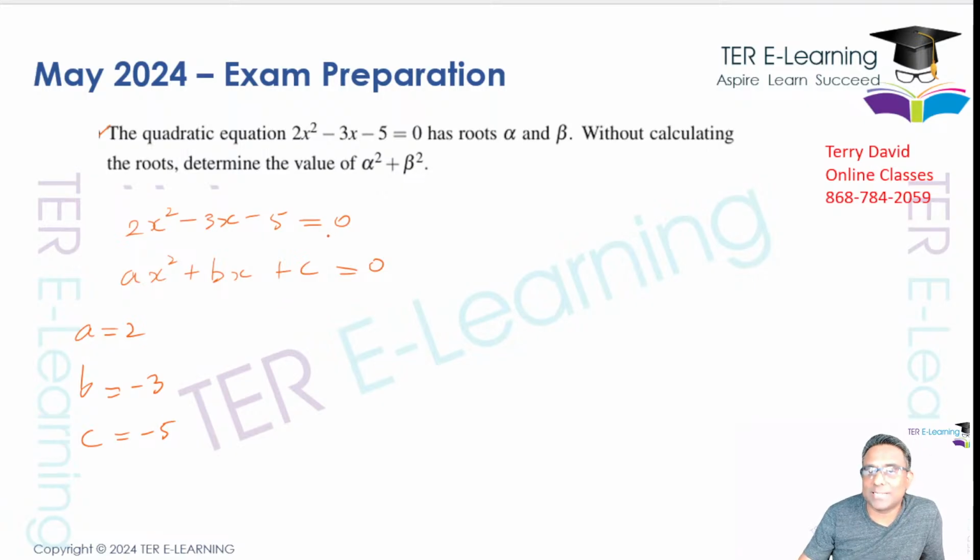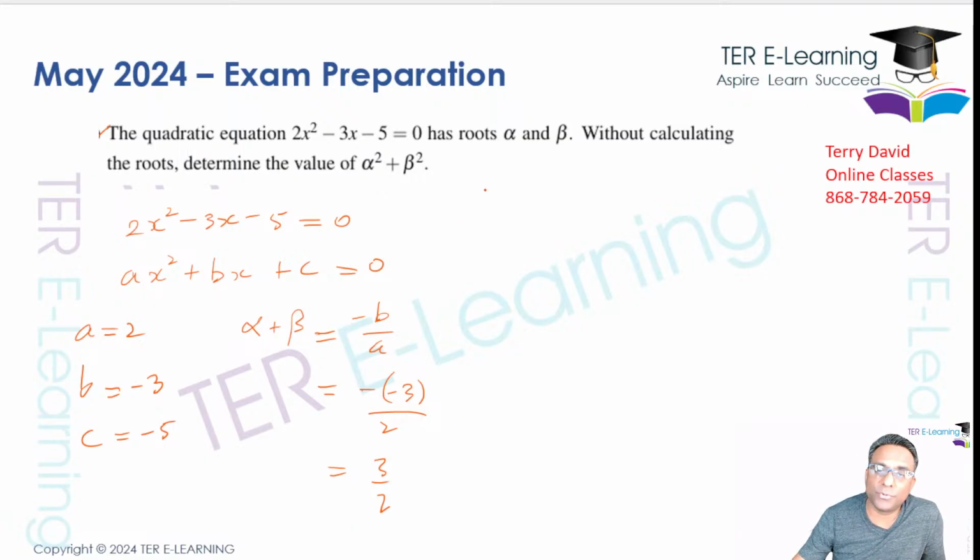Now, the question says that the roots are alpha and beta. If you know the roots, you can work out the sum of the roots. The sum of the roots for a quadratic is given by minus b over a. So in this case, it is minus 3 all over a, which is 2. Therefore, this is 3 over 2. So just like that, I've worked out the sum of the roots.